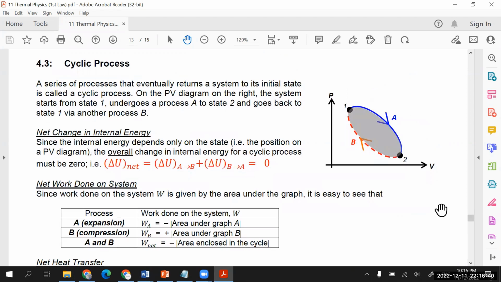Next, we look at cyclic processes. A cyclic process means that the state comes back to the original state. So for example, in the PV diagram, from state 1 to state 2, you go via A, and after that, you return via B. So in this case, when you return back to the original state, the internal energy remains the same. So there's no increase in the internal energy. So delta U will be equal to 0. So for cyclic processes, delta U is 0.